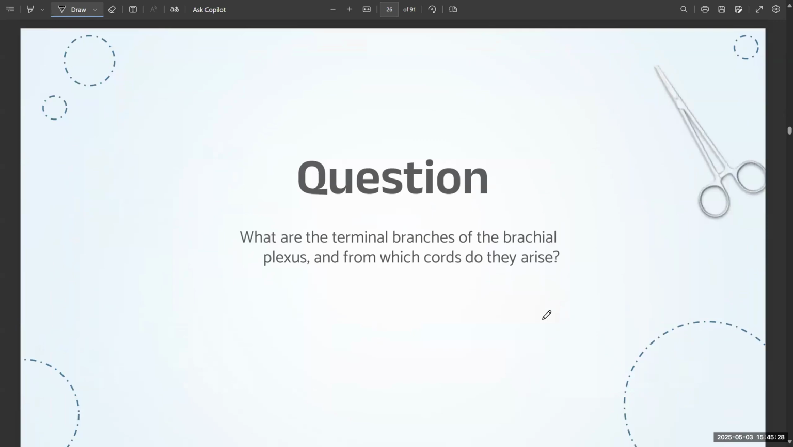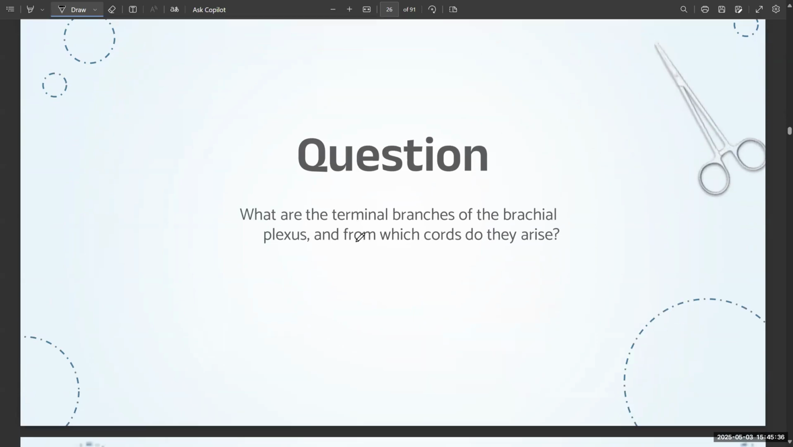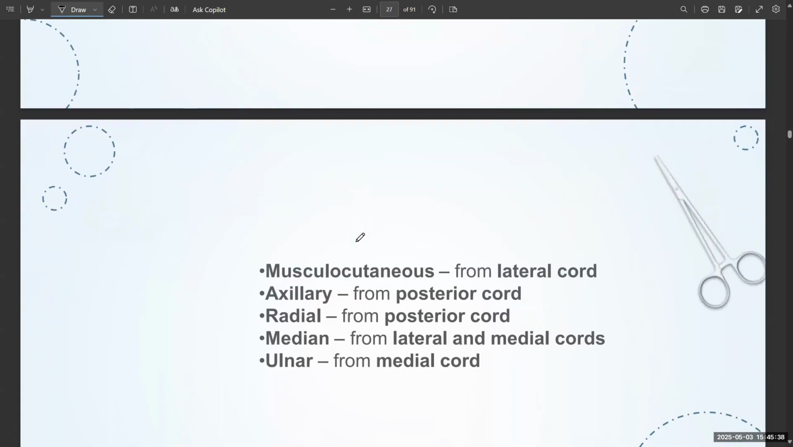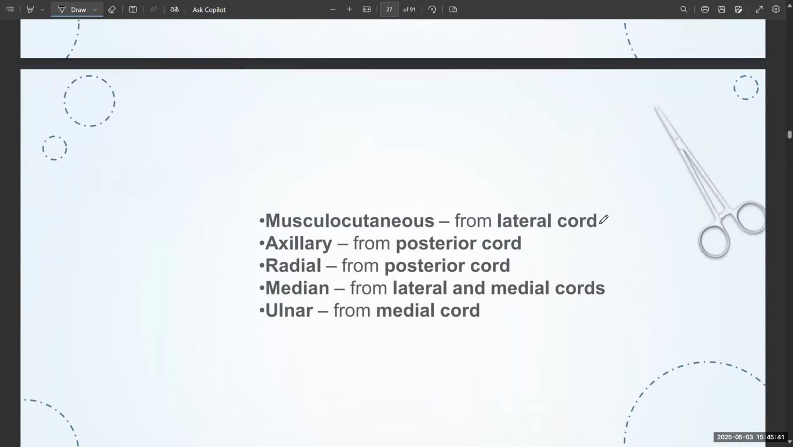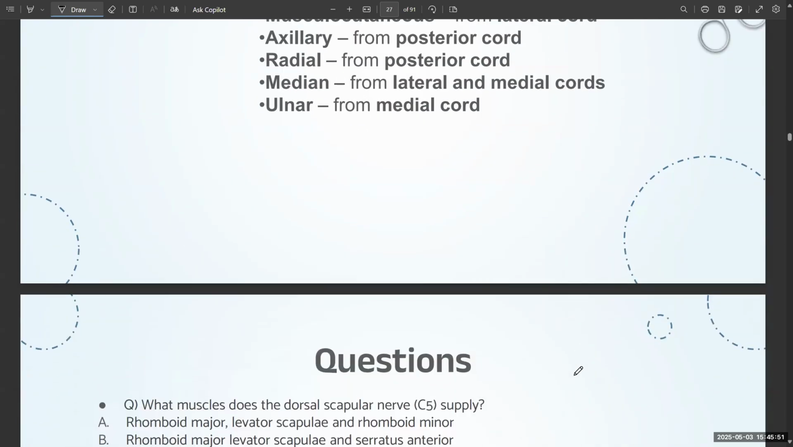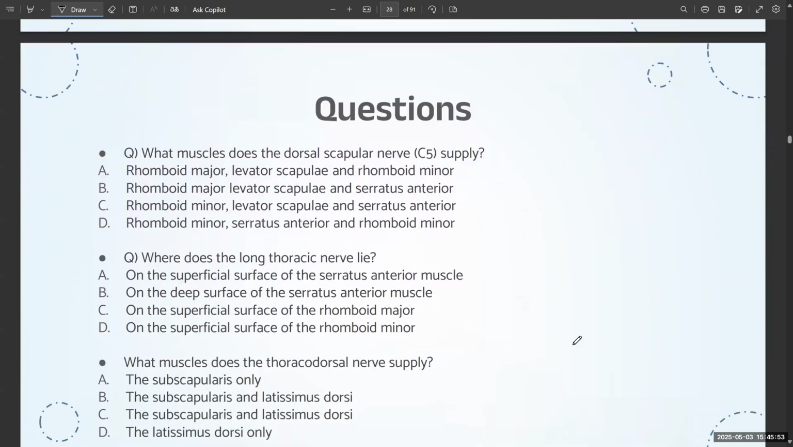Question. What are the terminal branches of the brachial plexus and from which cords do they arise? Okay, so pause and answer. You have musculocutaneous from the lateral cord, axillary from the posterior cord, radial also from the posterior cord, median is from the lateral and medial cords, and then you have the ulnar from the medial cord. Yippee! That's great. More questions.